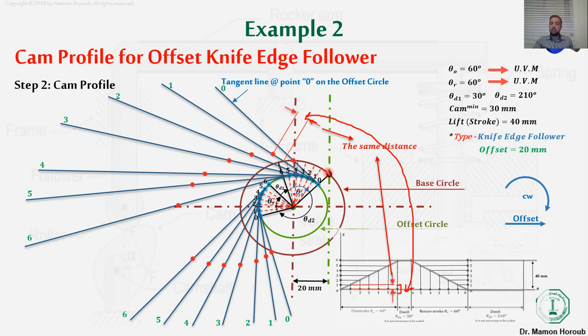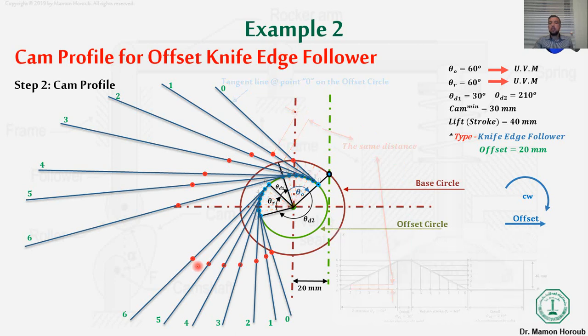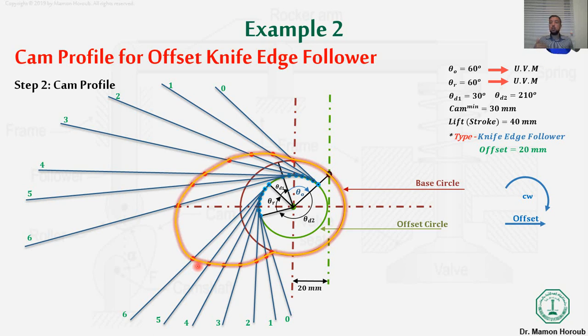So if I just draw a line between those points, it will give me my cam profile. If it's a roller, it will draw for me what? The pitch circle. But here in the knife edge follower, the pitch circle and the cam profile, or the cam circle, are the same. So by this we reach our cam profile. We are drawing here the knife edge, which has an offset between the cam shaft, or the center of the cam, and the knife equal to 20 millimeters.